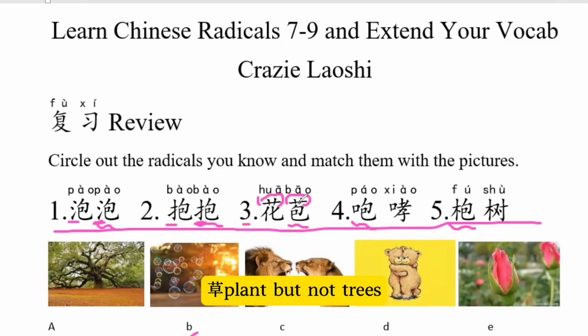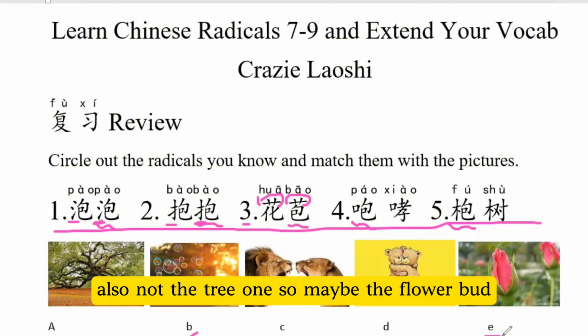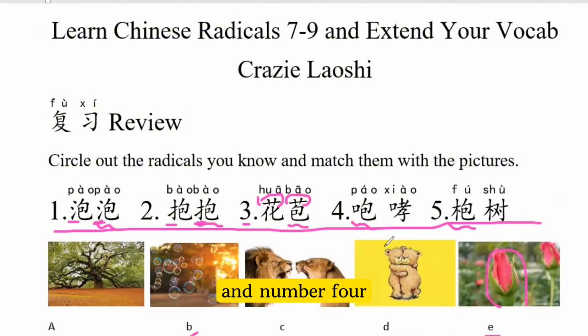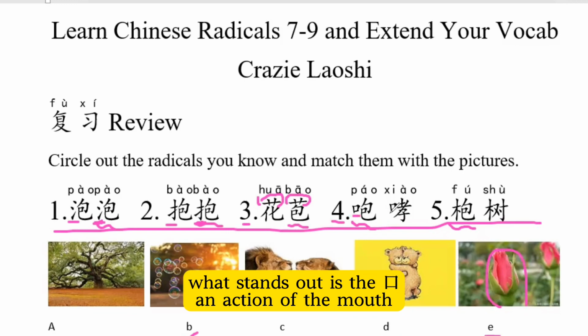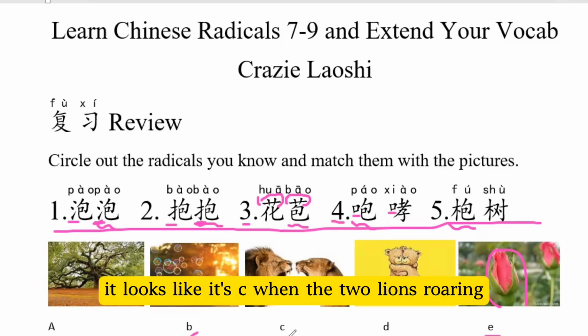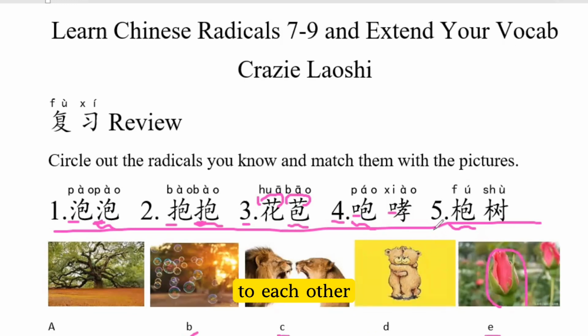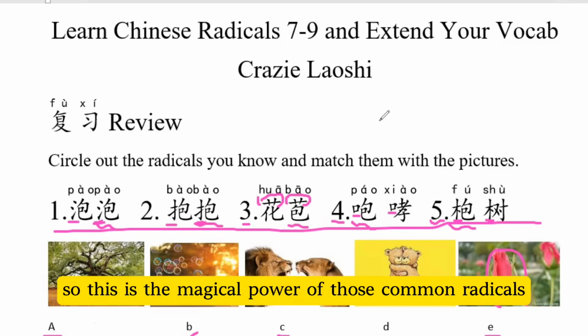And what about number 3? We have 草, plant, but not trees. So which one? Also not the tree one. So maybe the flower bud. And number 4, what stands out is the 口, an action of the mouth. It looks like it's C, when the 2 lines are wrong to each other. 然后五,木, the wood, so trees. So that's A. So this is the magical power of those common radicals.